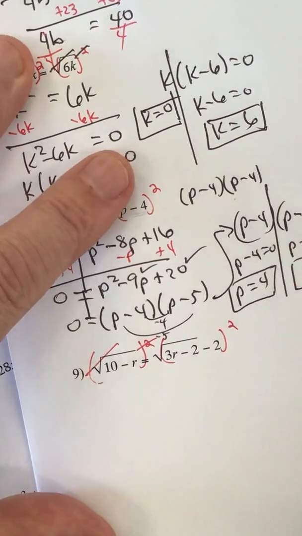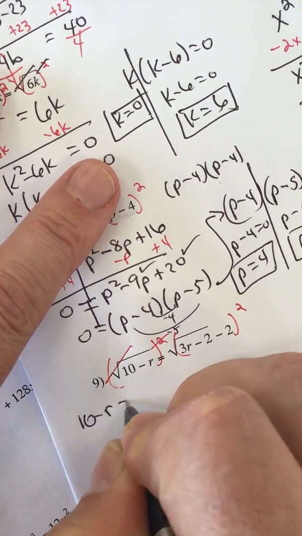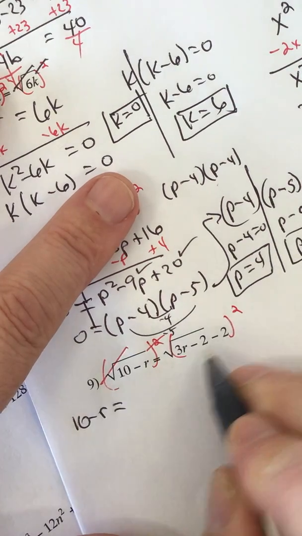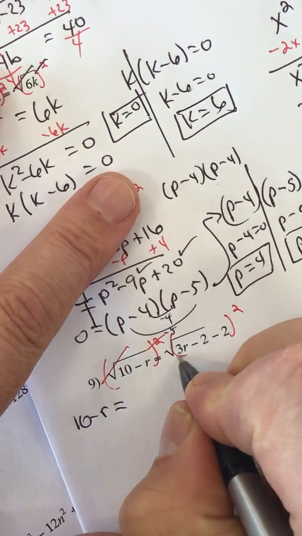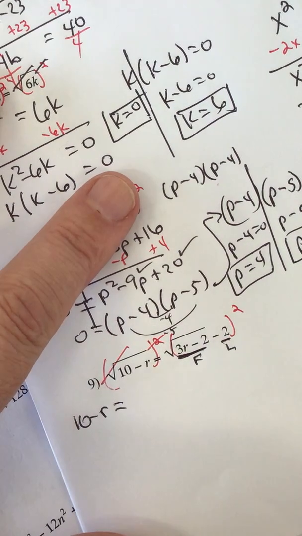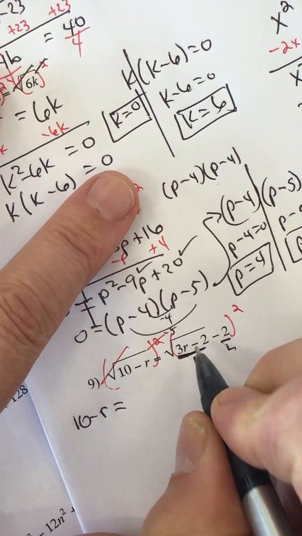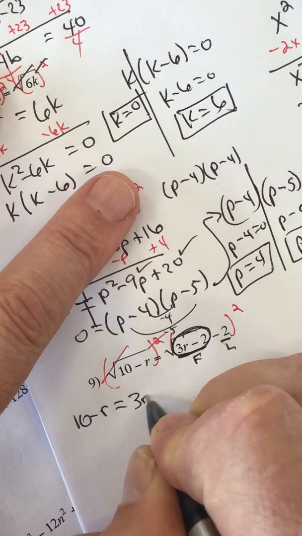It fixes this one right away. So we have 10 minus r equals. Okay, now how am I going to deal with this? Well, all right, this whole thing is the first term. That's the first, and that -2 is the last. So it's always the first term squared. So all of this squared is just going to be 3r minus 2.